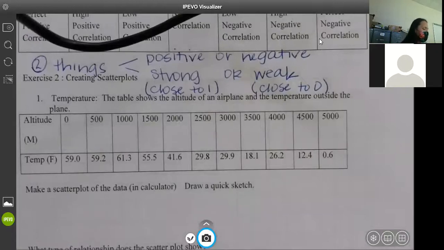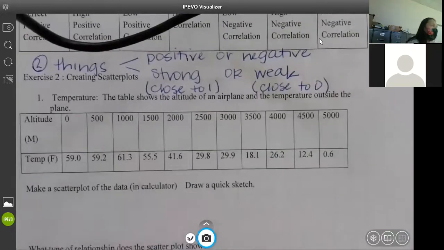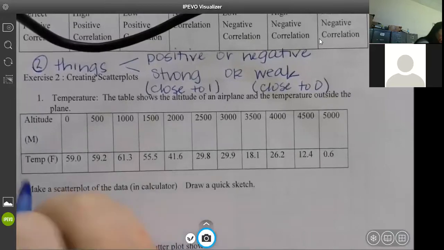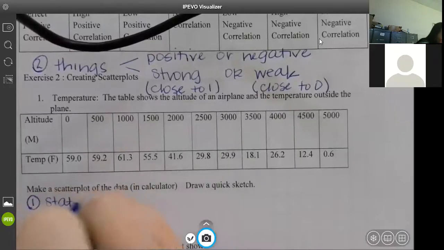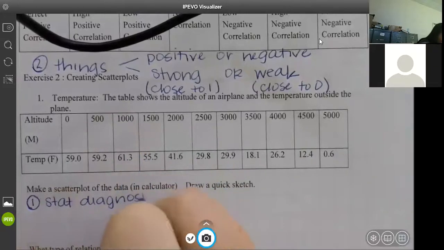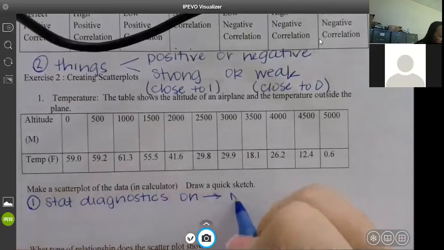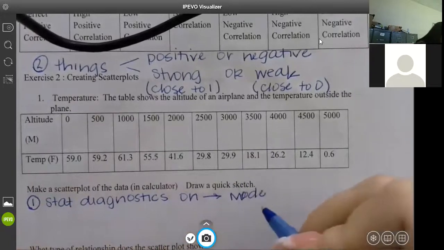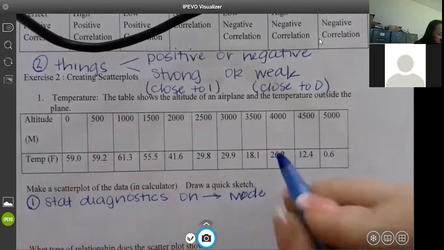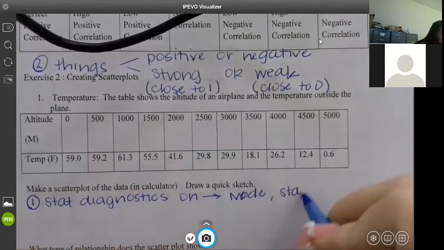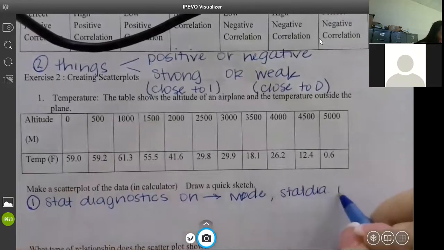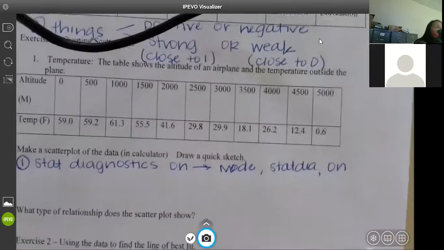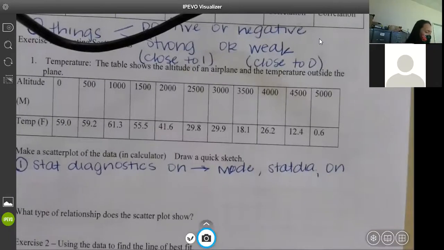So here's what we're going to do first. Very first thing. We're not going to make a scatter plot just yet. What I'm going to teach you is how to put it in your calculator. The first thing that you're going to do is turn your stat diagnostics on. And the way you do that is you go to mode, and I'll show you exactly where that is in just a minute. And then down to your stat diagnostics. And then you're going to turn it on. And again, I'll show you where that's at in just a second. Let you get that copied down.